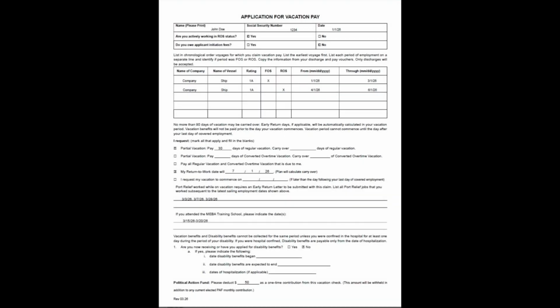On the second page of the vacation application, begin by completing the top section with your personal information. Then indicate whether you are an applicant with outstanding initiation fees or if you are currently working in ROS, Relief on Station, status. Next, list all voyages since your last vacation application.